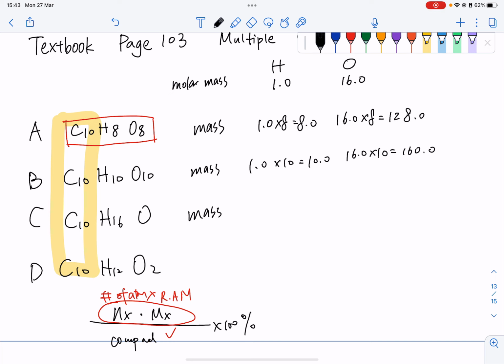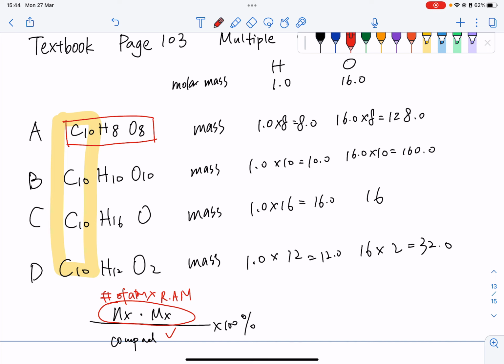And take a look at here. 1.0 times 16, it should be 16. And also we only have one oxygen there, so this one is 16. And take a look at D. 1.0 times 12, and also 16 times 12. This one should be 12.0. Here should be 32.0, right?